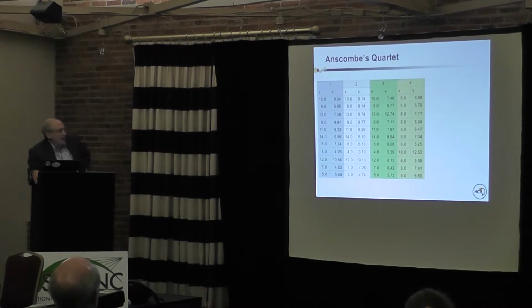This is a famous example called Anscombe's quartet. Fred Anscombe was a famous statistician, first at Princeton, then at Yale. And there are 4 sets. So this is a little audience participation part. What do you see that's interesting in these 4 sets of data? There's only 12 rows. What's interesting?